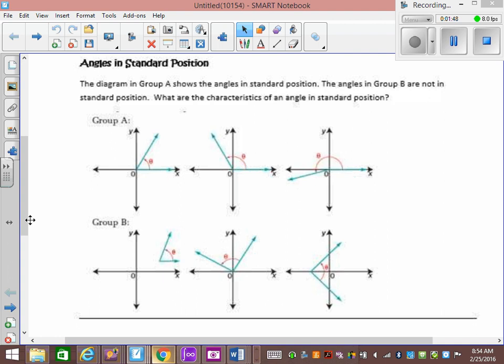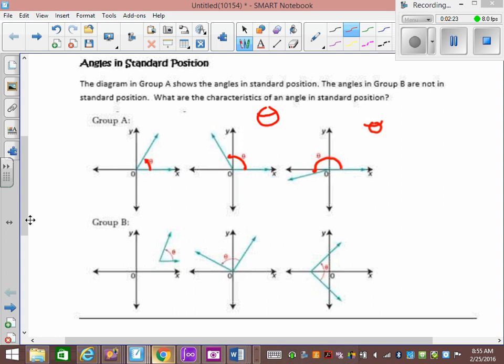So the diagram in group A shows the angles in standard position. The angles in group B are not in standard position. What are the characteristics of an angle in standard position? So these 3 are in standard position, and they have little arrows, this arrow goes up, and then this arrow, and then this arrow, and then this little theta. This symbol right here is a theta. That just means angle. I always say it looks kind of like a cowboy, but you can make it long and have it like a cowboy hat if you really want to. It's just theta. It's just what the angle means.